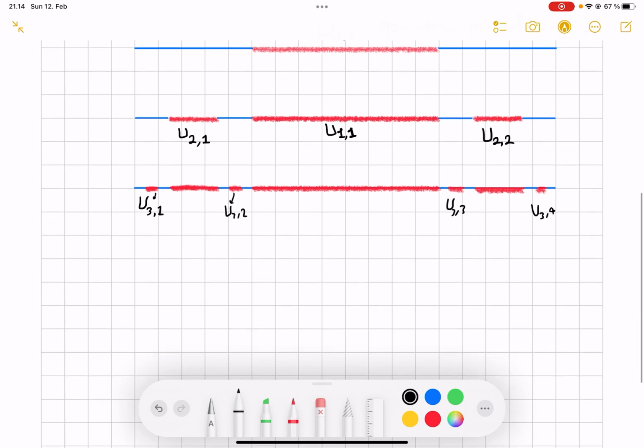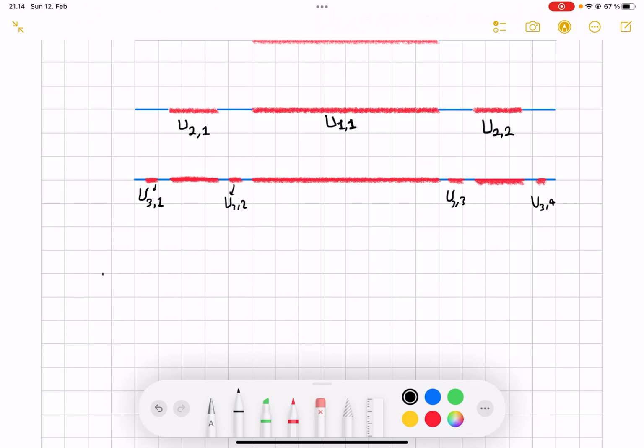So you will have U_i, and then you will have j's, where j goes from left to right, just counting the intervals removed at stage i. Now, how many of these do we exactly have? The claim I make is that this is 2^(i-1). Why is that the case?